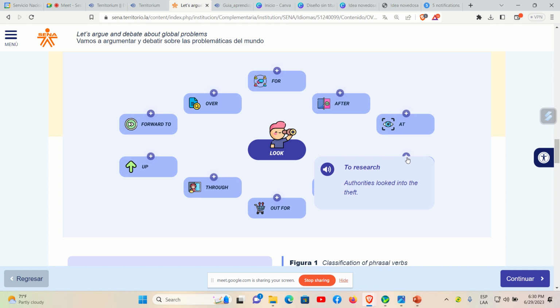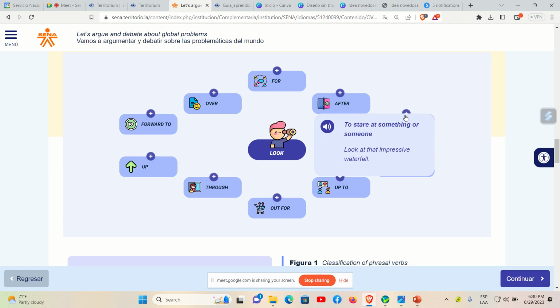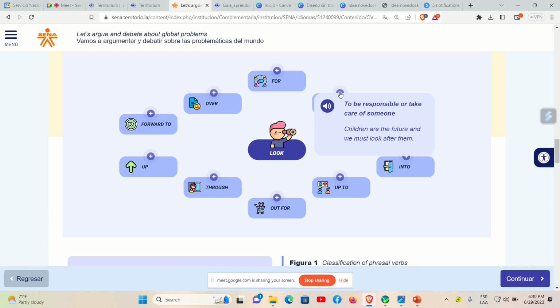Look into. Authorities look into the theft, ¿cierto? To research, como investigar. Look at, yes. Look at, to stare at something or someone. Look at that impressive waterfall. So look at es como quedarse viendo, ¿cierto? Ver muy atentamente.